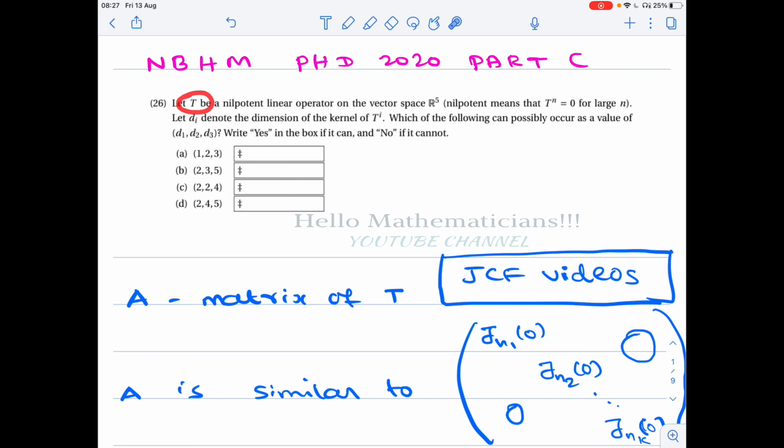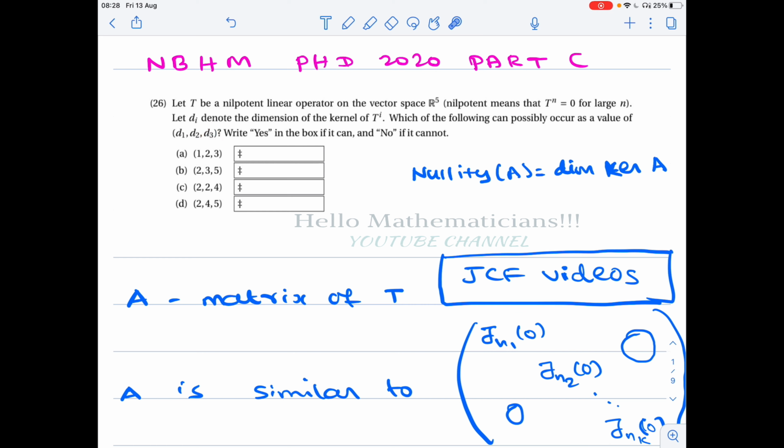Therefore, if you look at the matrix of this linear operator, it will be a 5 by 5 matrix. It is given that it is nilpotent. It means that T power n is equal to 0 for some n, and we are defining d_i to be the dimension of the kernel of T power i. This has a name, we call it nullity. What is the meaning of nullity of a matrix A? This is the dimension of the kernel of A. So d1 is the nullity of T, d2 is the nullity of T square, d3 is the nullity of T cube.